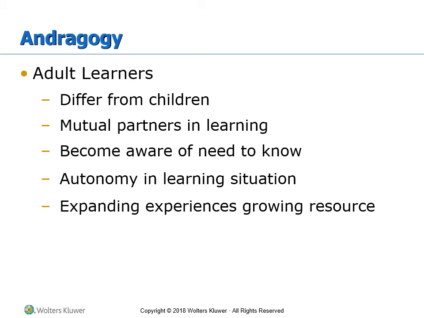Again, they want autonomy in the learning situation. So again, not having everything controlled for them, having to be able to exert some control over it. And expanding experiences being a growing resource. So again, the fact that they've actually seen more, right? So adults have life experience unlike children, and they're able to use that. So for example, those transferable soft skills. If somebody goes from working in retail to being a dietitian, dealing with customers, whether it be in a store or in a hospital when somebody has a complaint about food, that's the same skill set. So again, they have that previous experience that's a resource.